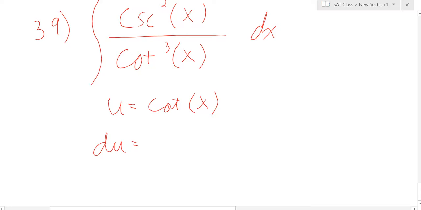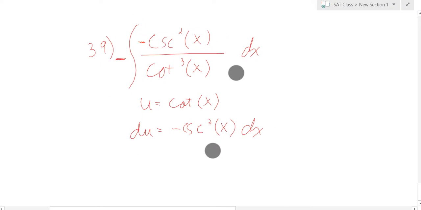And we can handle that. That's just power rule. Okay? So there's nothing wrong with that. And the derivative of cotan is negative cosecant squared dx. Okay? So we need a negative on there, and we're going to cancel that by dividing by a negative out front, which just puts a negative 1 out there.